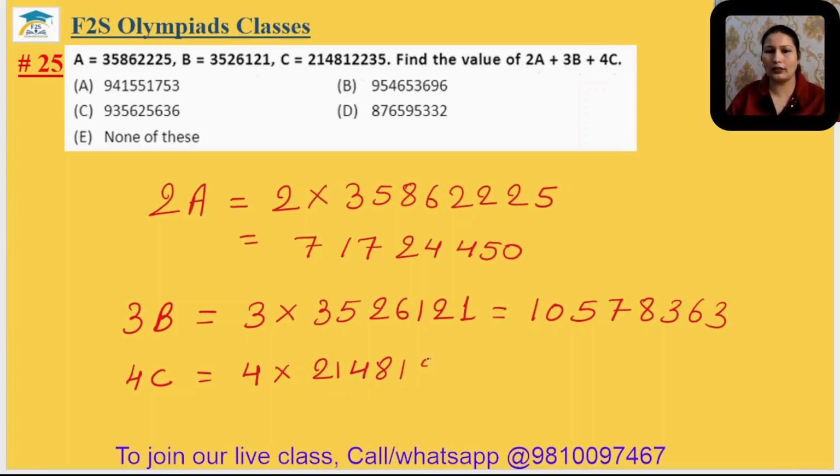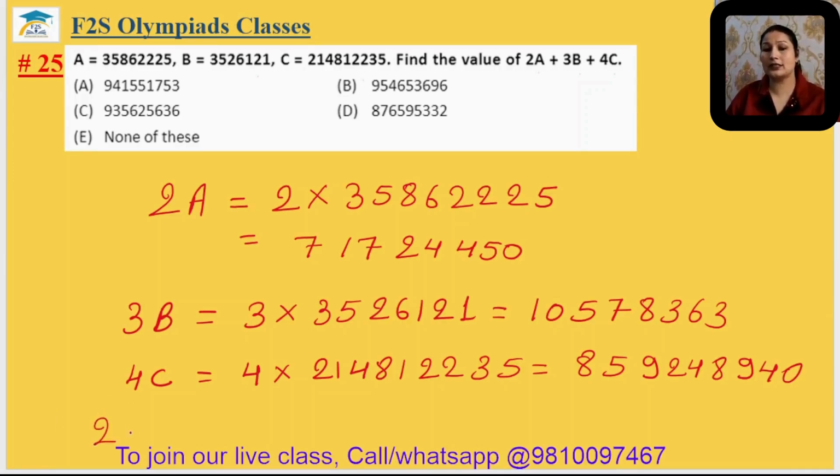Now 4C means 4 multiply by 2148 12235. Okay. So if we multiply this 2148 12235 with 4, we will get 85, 92, 48, 940. So 2A, 3B plus 4C.